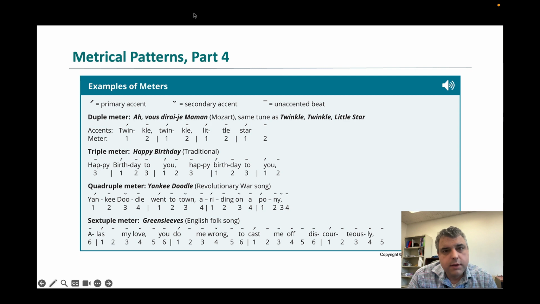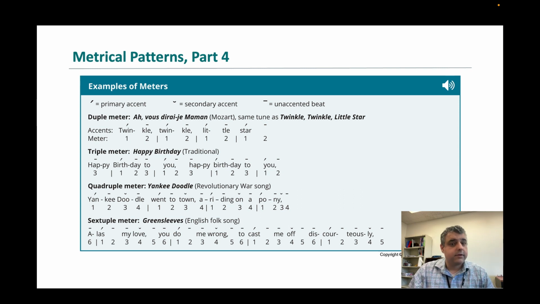So continuing talking about metrical patterns, we have 4 different examples here. We have an example in duple meter, triple meter, quadruple meter, and then sextuple meter. The first is Twinkle Twinkle Little Star, which is an example in duple meter, where every other beat is getting an accent. Triple meter, well, we have every third beat getting an accent.